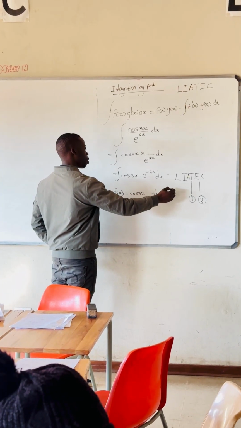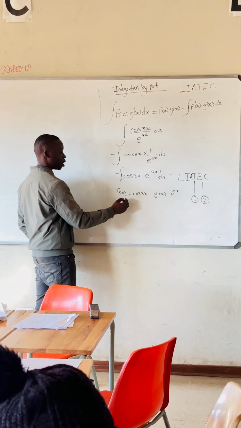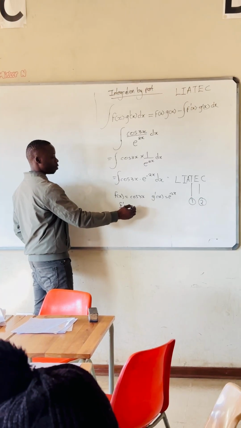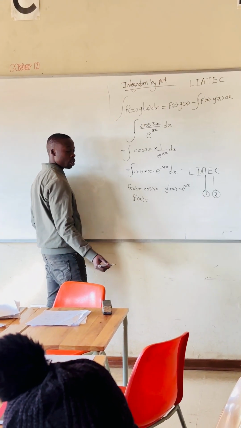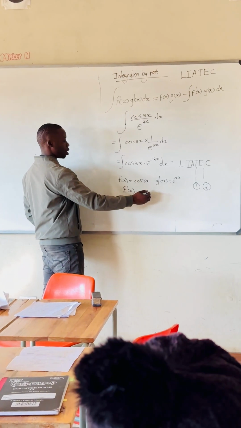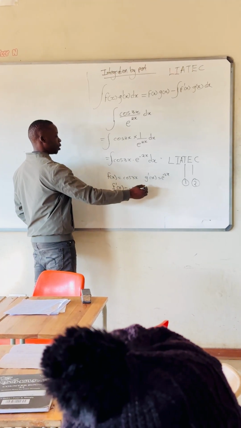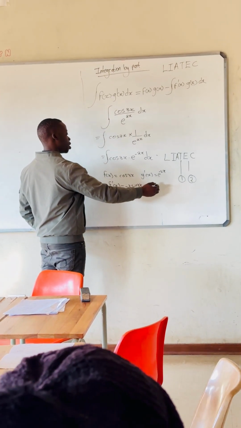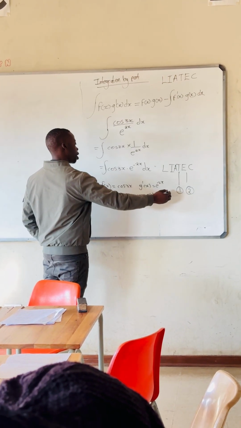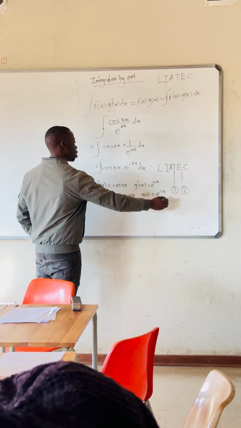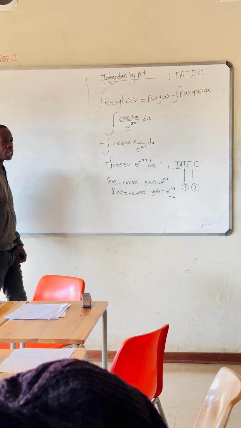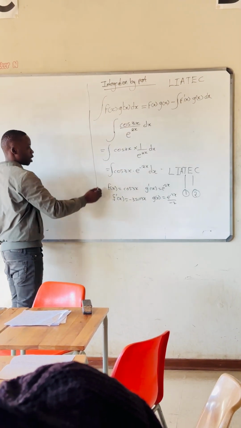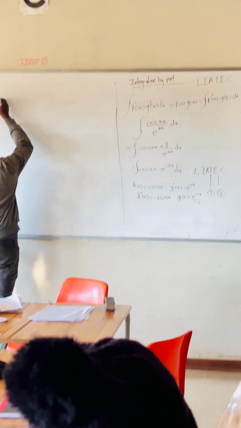So on the side of f of x, what do we do? We differentiate. What is the derivative of this? Minus 3 sine 3x. Then what about this? It remains the same, divided by the coefficient which is minus 2. So our first step is to introduce that to the formula.